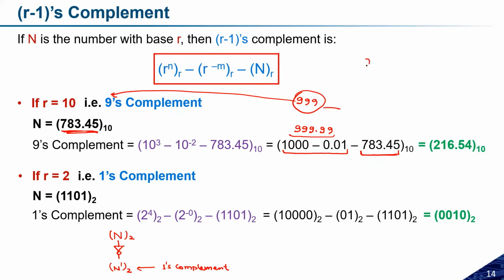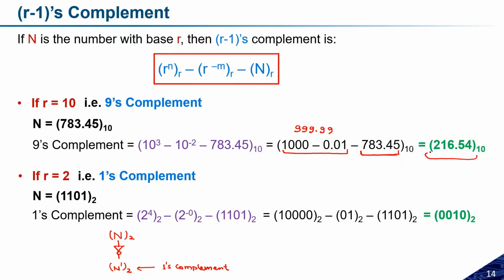Suppose I have a number 783 only, which is in decimal. If I have to calculate the 9's complement of this, based on this formula I will get 999 minus 783. That will become the 9's complement. So the short trick is simply that you have to subtract each digit from 9, and then you will get the actual 9's complement. A similar thing will happen with other bases, so you can calculate accordingly.